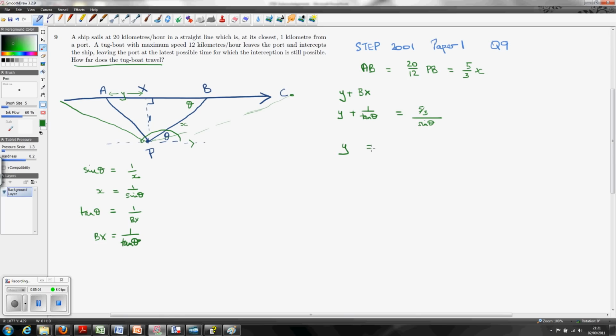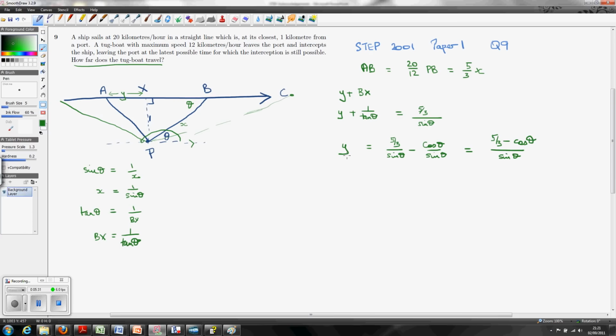So y is equal to, I'll leave it in this form, 5 over 3 over sine theta minus tan theta, which is the same as cos theta over sine theta. You don't have to do it this way, but I'm choosing to make this a single fraction: 5 over 3 minus cos theta, over sine theta.